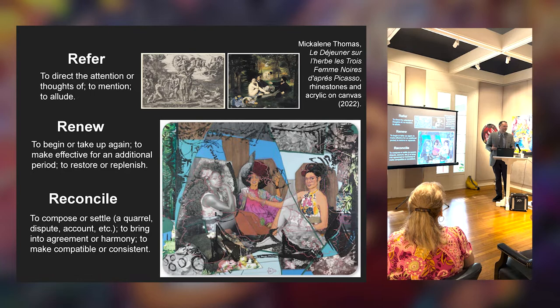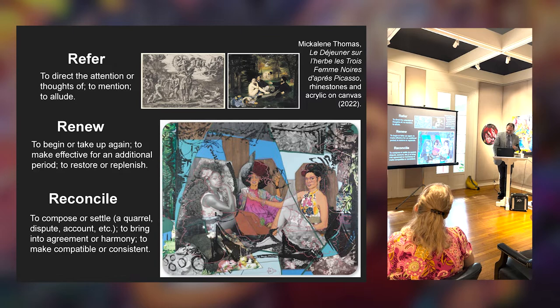And so when we think about referencing, renewing, and reconciling, we're going to talk now about how the history of art has done this. We'll do our little exercise again with a few other examples that I've chosen. Any questions about what we've done so far? Everybody with me? All right, thanks, friends. All right, let's go on then.